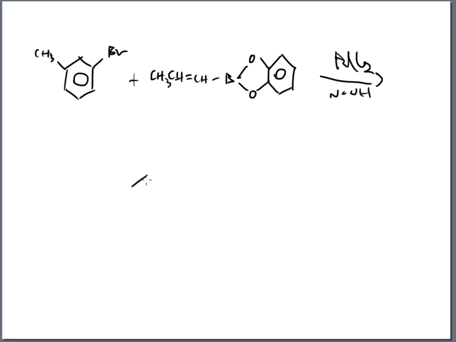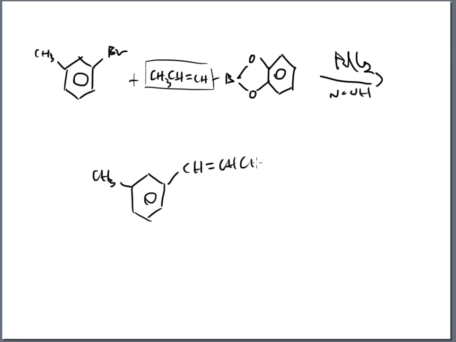Here's our reagent. I'm going to redraw it. There's my ring structure. There's my CH3 group. Here's my bromo group. So I'm going to take my eraser. There it goes. And now I add on the piece that's connected to the boron. This is a CH double bond CH, CH3. There you go, folks. That's all there is to it. No more. That's it.